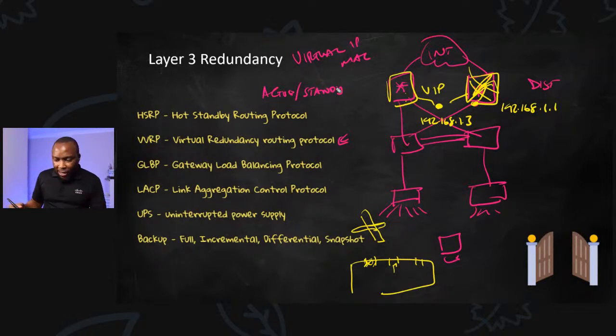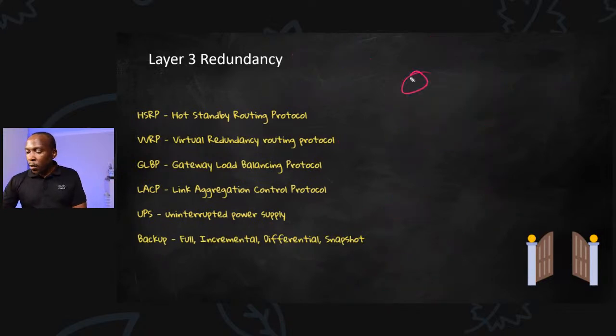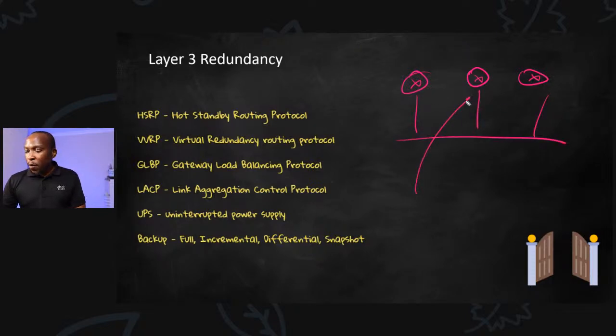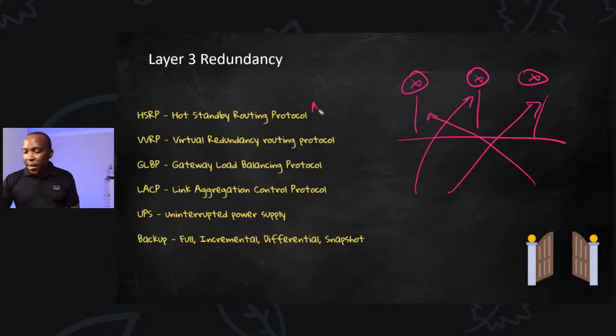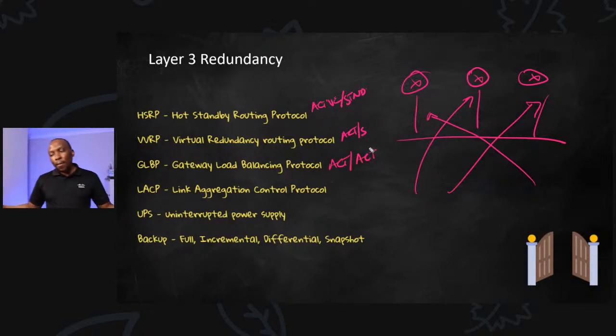And then GLBP is Cisco proprietary, but it can load balance between multiple switches. So if this is my router 1, 2, 3, with GLBP, all of them are active at the same time. Some people will be sent to this one, some to this one, other people to that one. So at any given time, all three of them are live. But with HSRP, it is active standby. That's what you need to understand. So GLBP can load balance across multiple switches and traffic can flow at any given time.